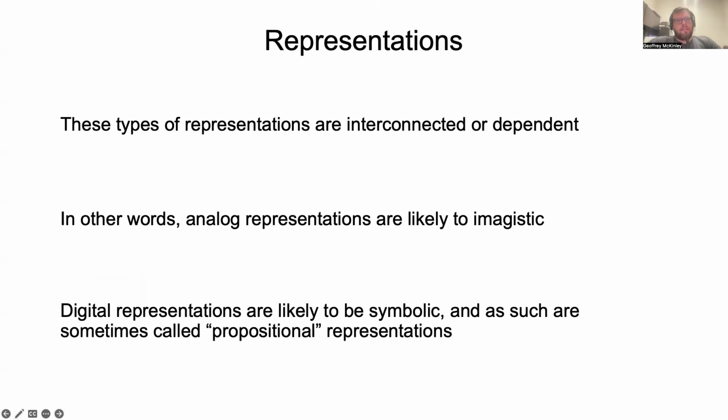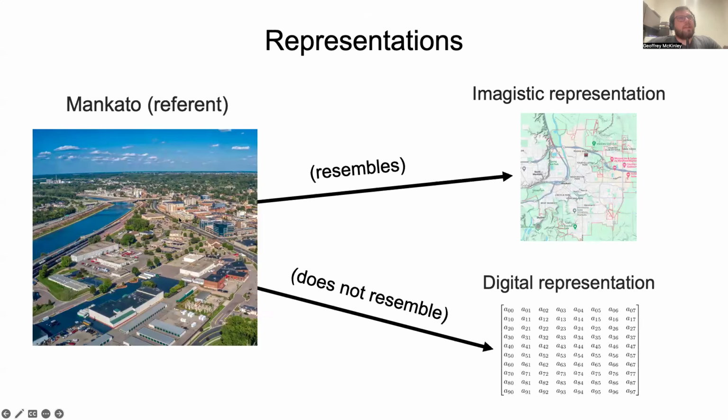And so this is what I'm saying here. If this is the city of Mankato, right? This is the referent that is Mankato, and it resembles the imagistic representation of Mankato, whereas the digital representation doesn't. So an imagistic representation of a city will represent information in a way that resembles the region. In contrast, a digital representation of a city will represent information that will not resemble the region.